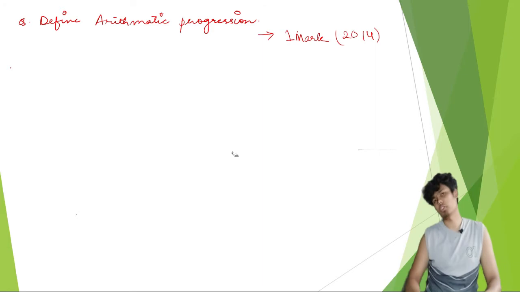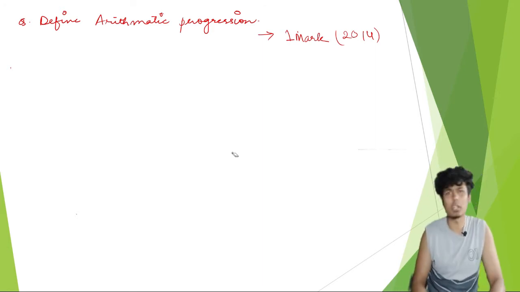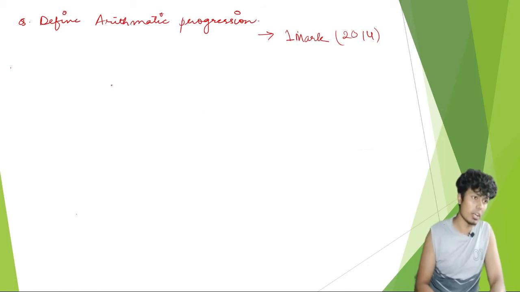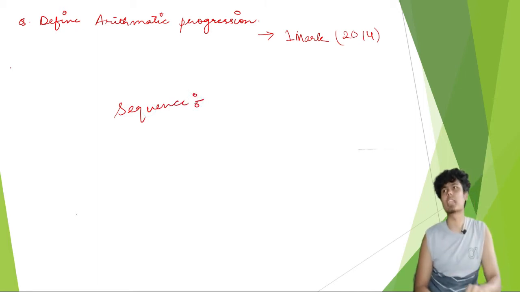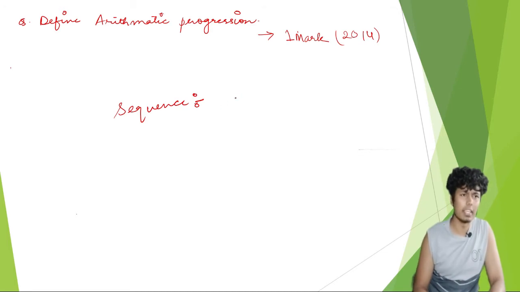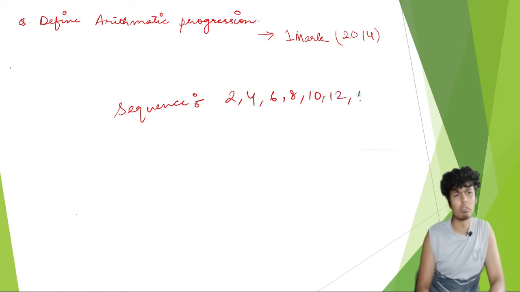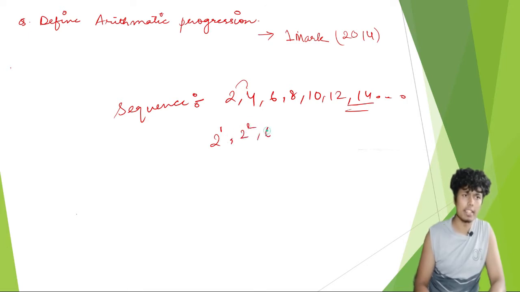This is 1 mark, 2014. Let us understand what arithmetic progression means. Before understanding arithmetic progression, we must understand sequence. What is a sequence? Any numbers arranged in a particular format. Suppose I say 2, 4, 6, 8, 10, 12, 14, and these go on and on. These are a sequence. Why? This is all arranged in a particular pattern: 2 to the power 1, 4 is 2 square, 6 is 2 cube.